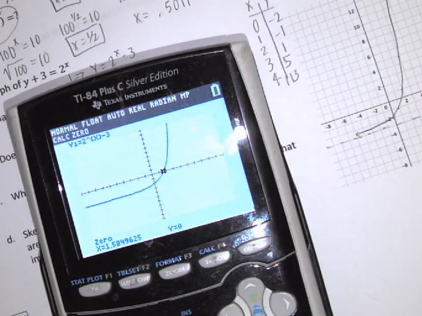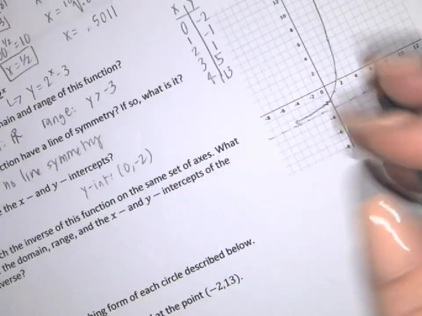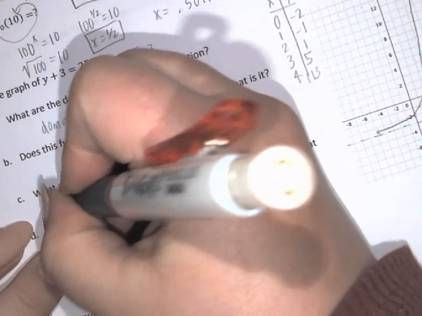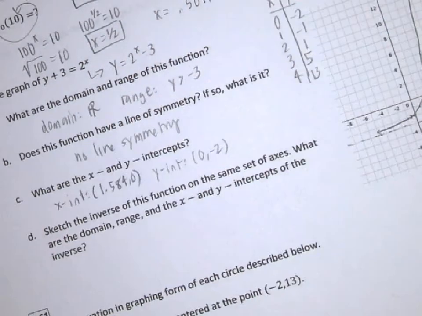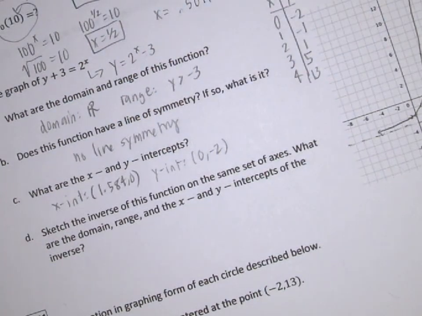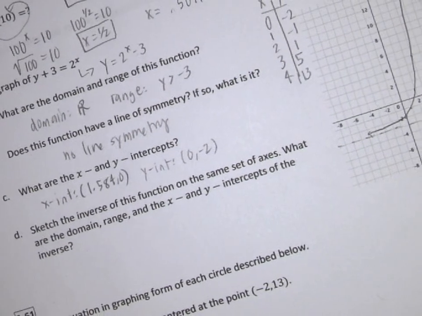Get your 0 is 1.584. So your x-intercept is 1.584. Okay, so sketch the inverse of this function on the same set of axes.